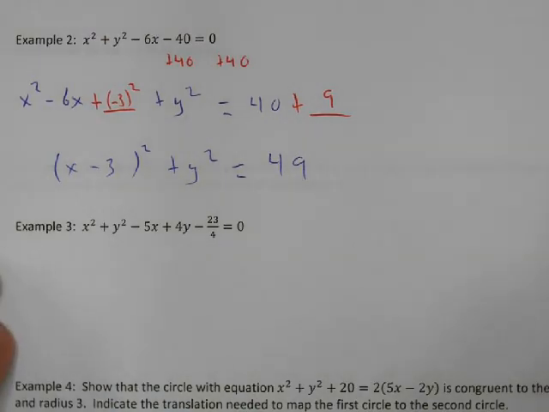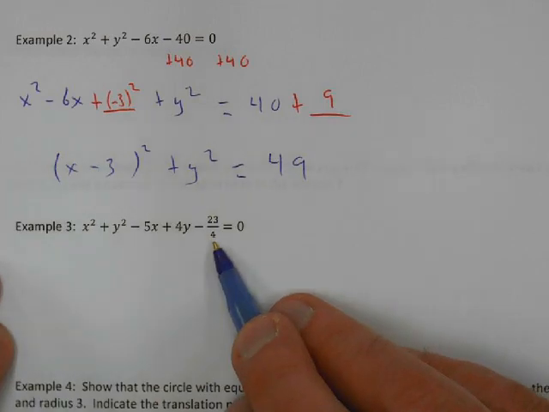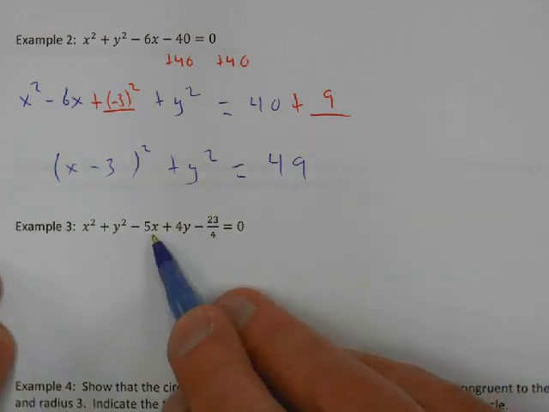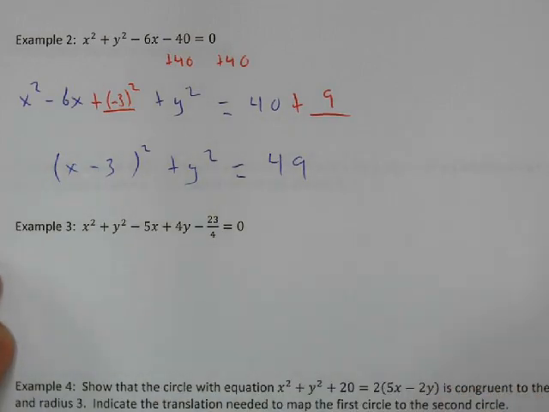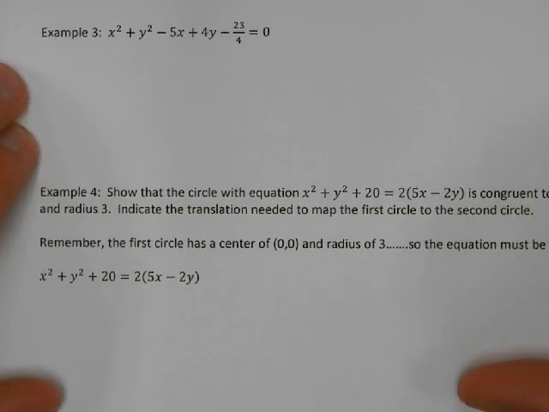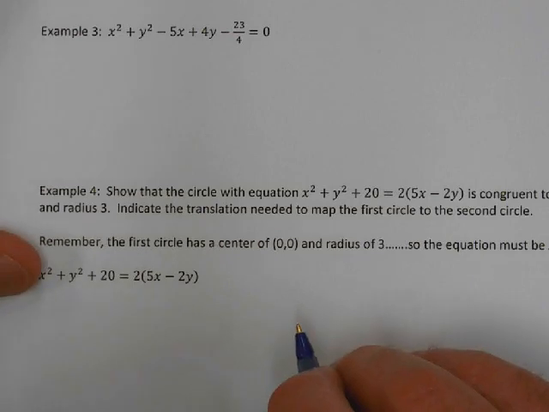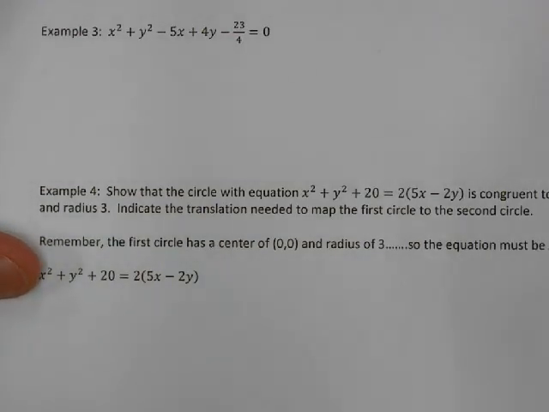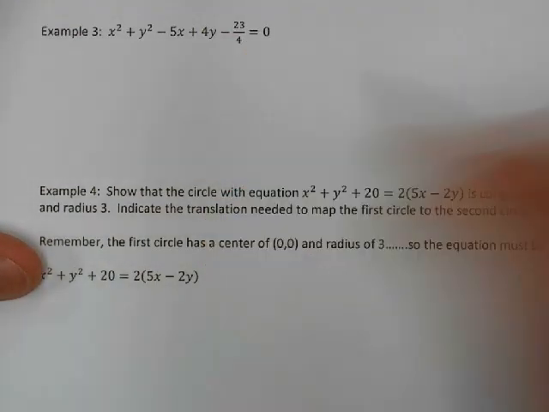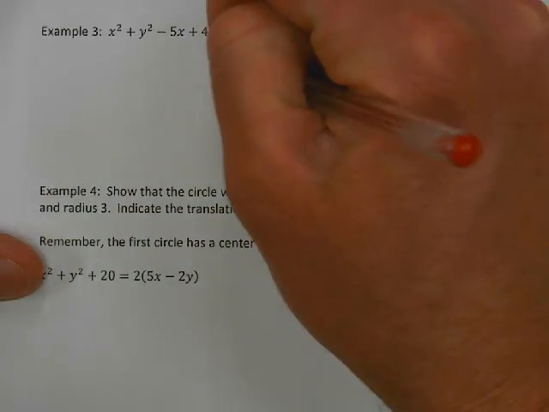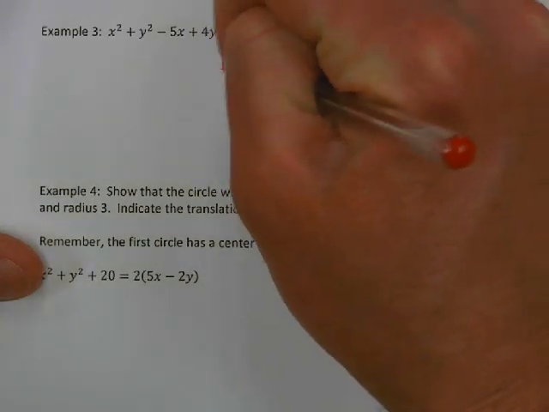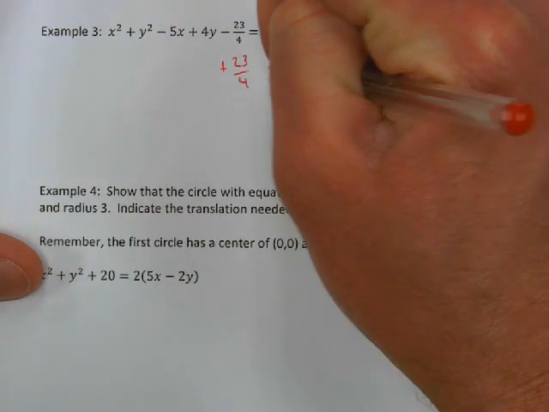Let's go ahead and move on to number 3, which we can already see is going to have some fractions in it. And then, yeah, we've got an odd number here, so probably going to have some fractions here, but we will deal with that. All right, let's take a look at number 3. Just like the last 2 problems, first thing we want to do, get rid of that extra number. So we want to add 23 over 4 to both sides.